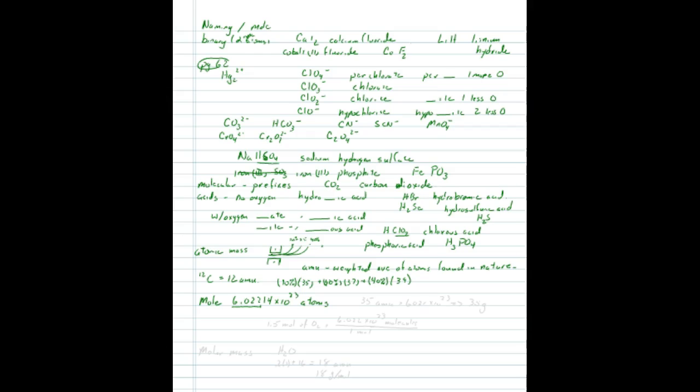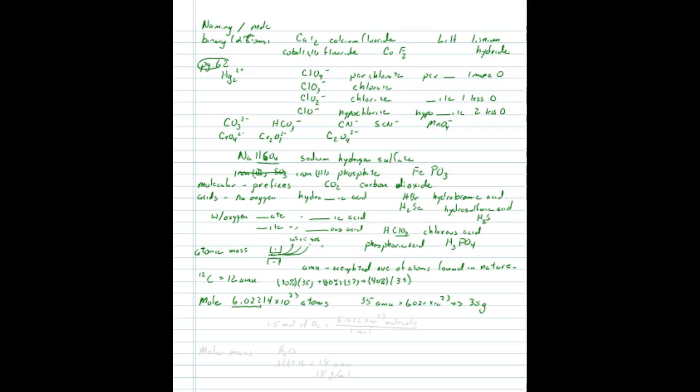So say you have some sample where an atom's 35 AMU. If you multiply that by 6.022 times 10 to the 23rd, you'll end up with 35 grams. So it's just a conversion factor between grams and atomic mass units. And this is how you can convert between atoms to grams, and grams to atoms. It's not too difficult.